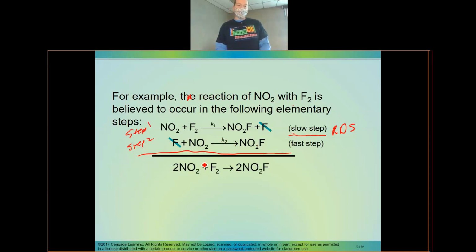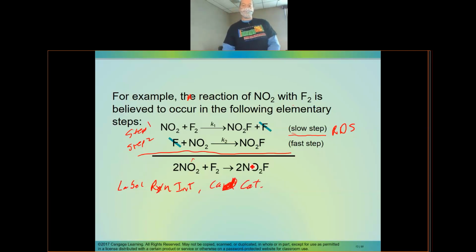So the questions will always include label the reaction intermediates and catalyst. All right. So the difference between the reaction intermediate and the catalyst: the similarity is they don't show up in the overall reaction.